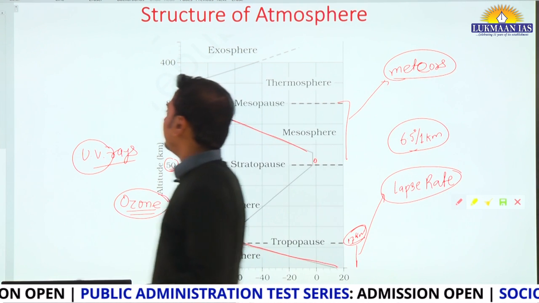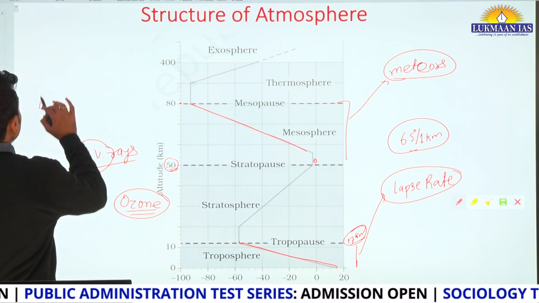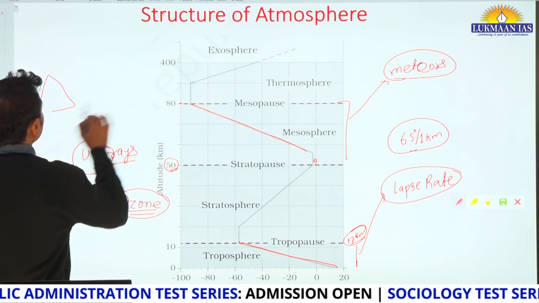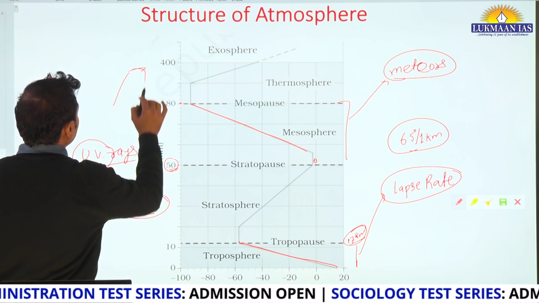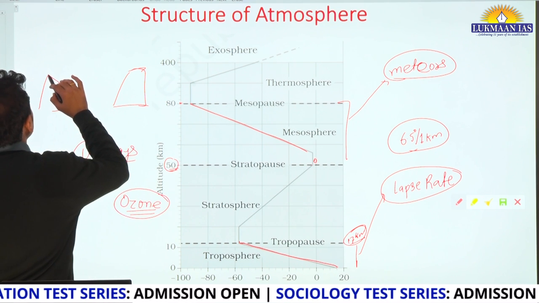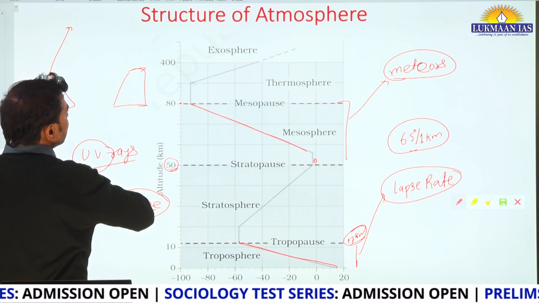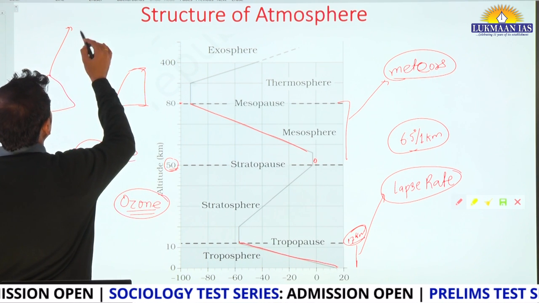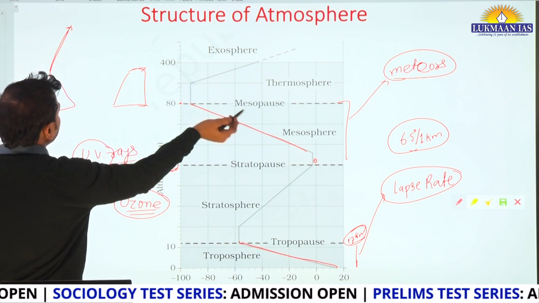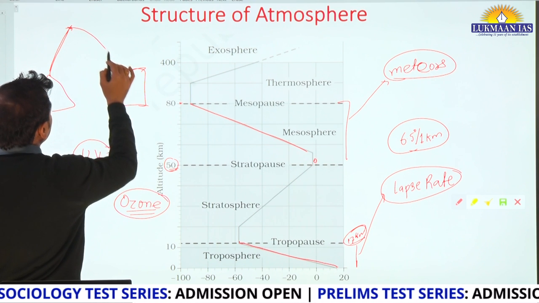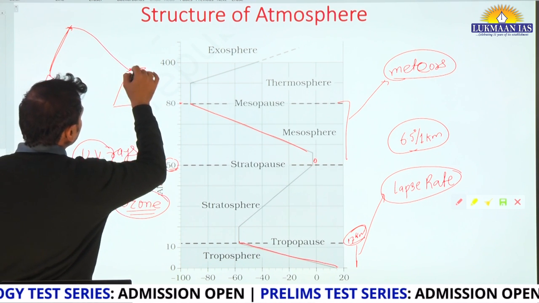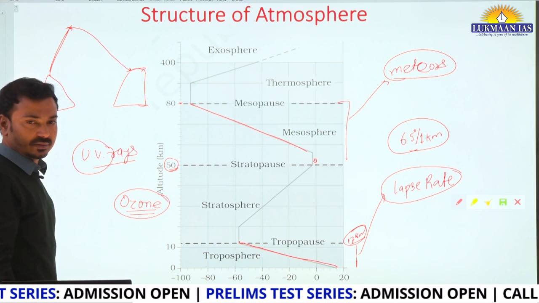So, what is happening? Communication ka kya hota hai? Samjho, India mein humne ek tower lagaya hua hai. Yahan par ek dusre country mein ek tower lagaya hua hai. Through this tower, we are sending the signal. It is reaching the satellite. Or simply we can say, before the satellite, it is reaching this ionosphere region. And then it is reflected back and it is received by the other station in another place.